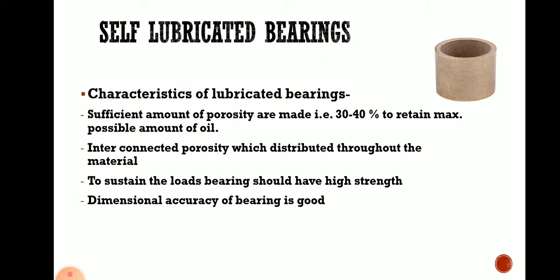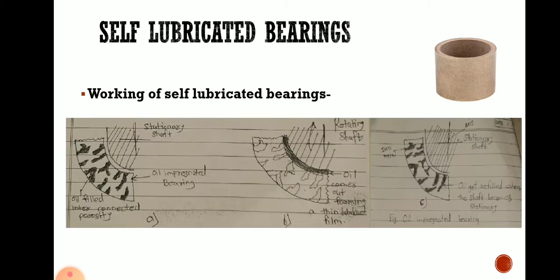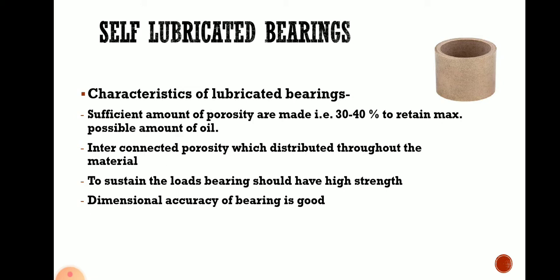Secondly, the interconnected porosity which is distributed throughout the metal. So the porosity must be interconnected. In this diagram also you can observe those pores, which you can see here as large sized, and these are actually not that large, but these are interconnected so that oil can flow from each pore to the gap between the shaft and bearing. So these pores are interconnected.